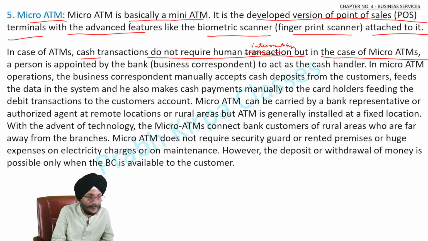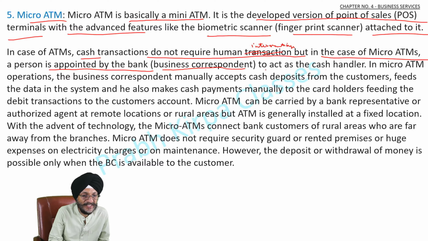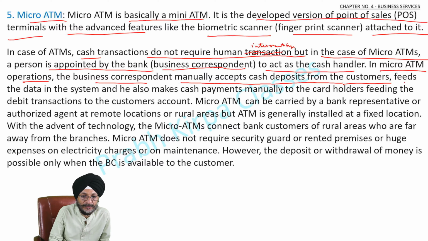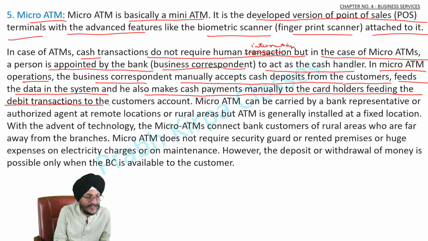But in the case of micro ATM, a person is appointed by the bank, which may be known as business correspondent. He will act as cash handling. In the micro ATM operations, the business correspondent manually accepts cash deposits from the customers, feeds the data in the system, and he also makes cash payments manually to the card holders, feeding the debit instructions to the customer account.